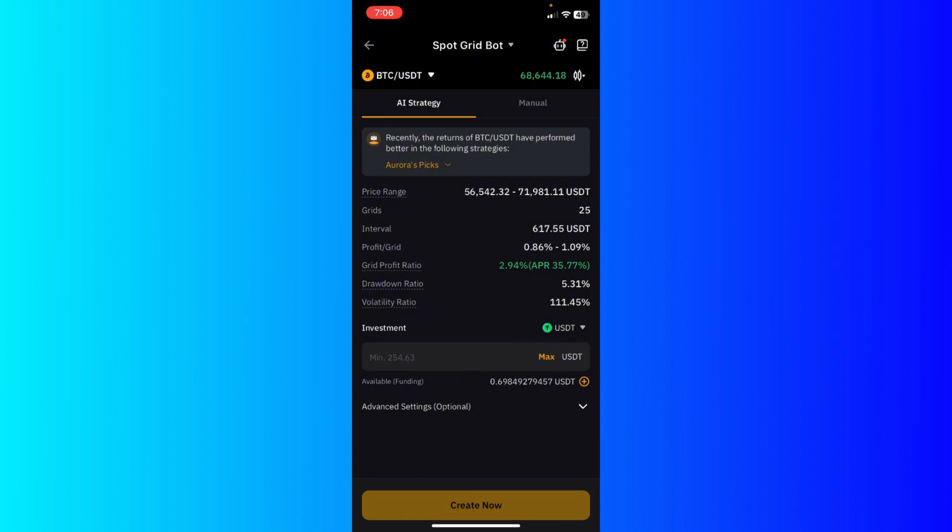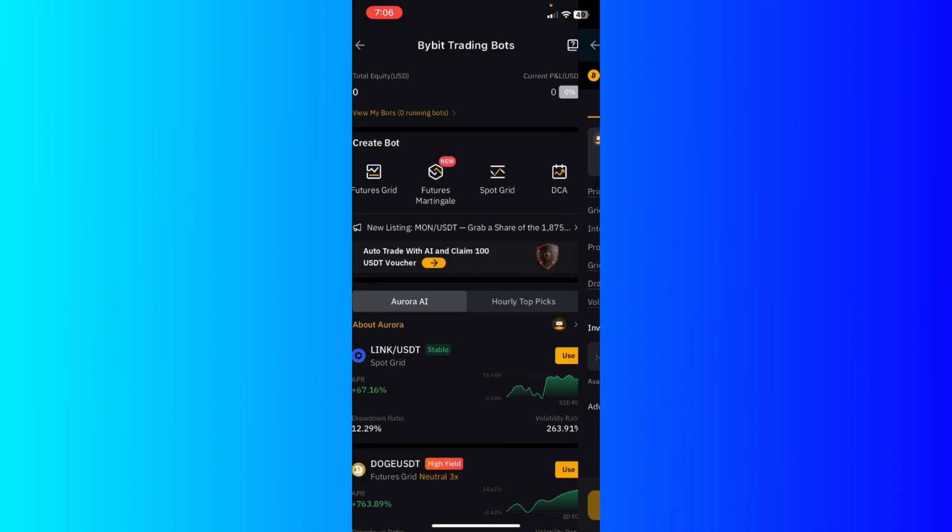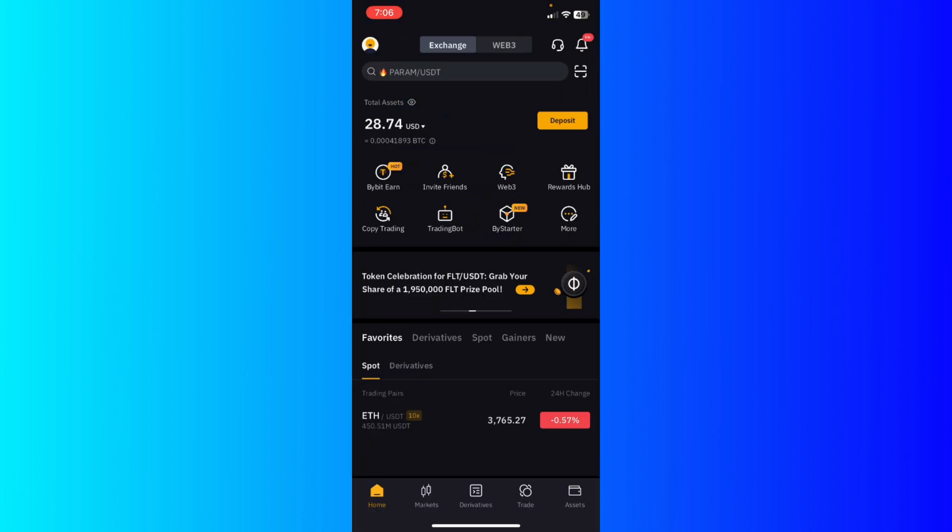And basically that will show you the long game, and the spot can take over months, right? Or even a year or two. So basically this is the spot grid for long investments, right? So basically that's how you trade in BYBIT.